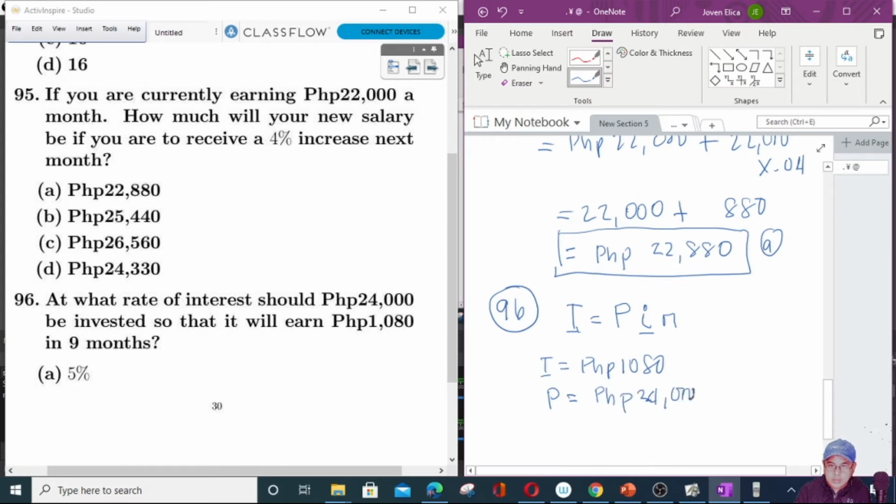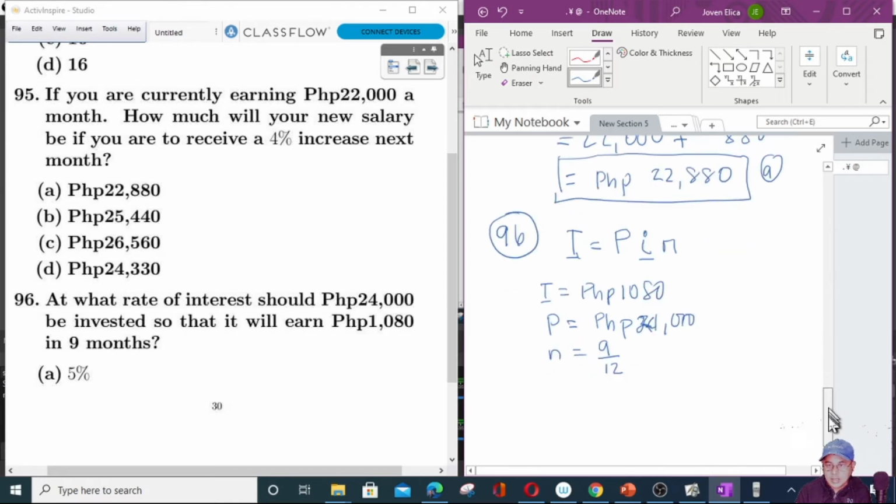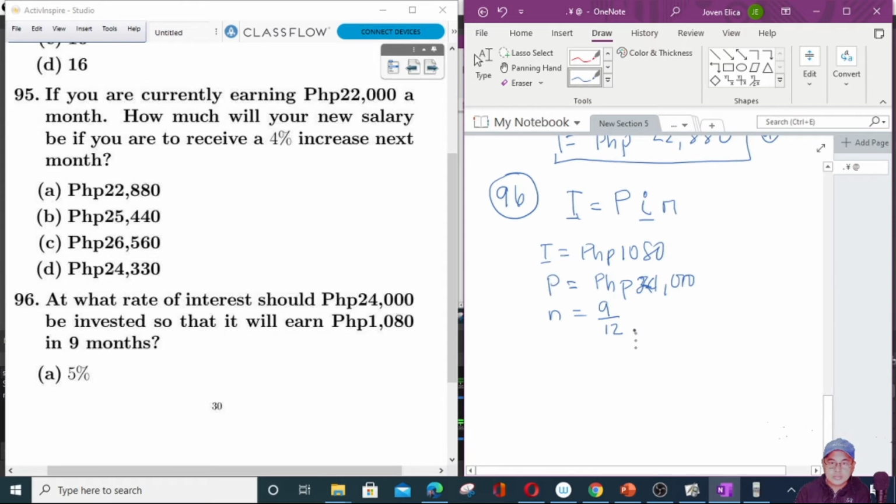$24,000. Okay, so in 9 months, your N is 9 months. In 1 year there are 12 months. So we need to divide this 9 by 12 because this formula is based on the annual interest rate. So we have to divide N by 12.